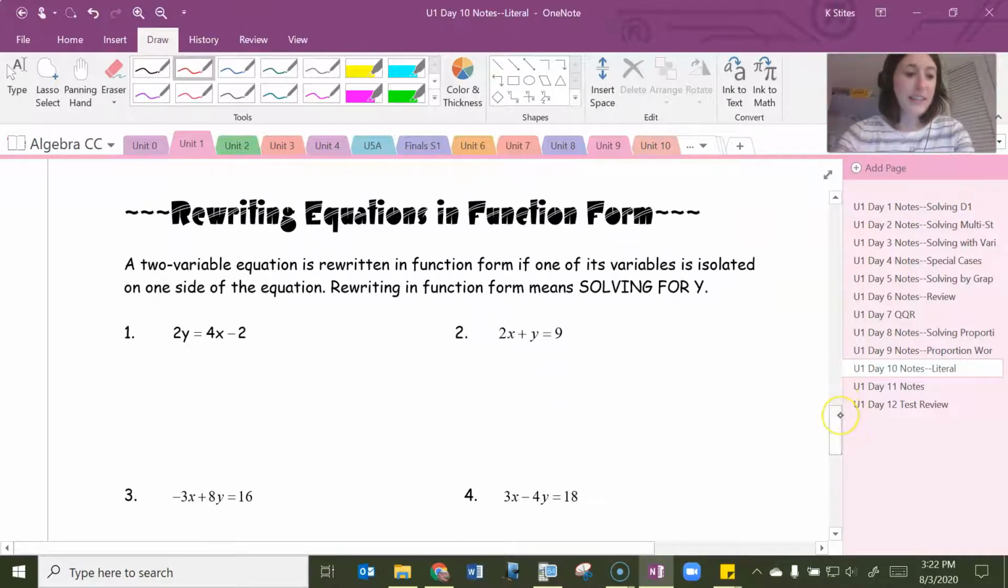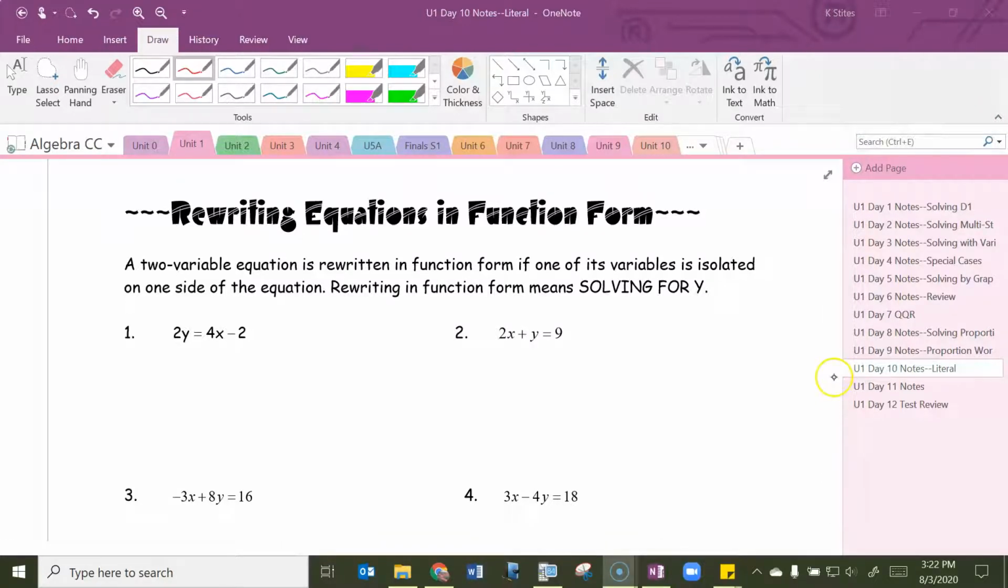All right, the last thing I have to show you is called writing something in function form. Basically, function form means you're going to solve for y. And this is something that will become exceedingly important every time we start graphing. Okay, so this is really, really, really important stuff. Solve for y, that's our goal.